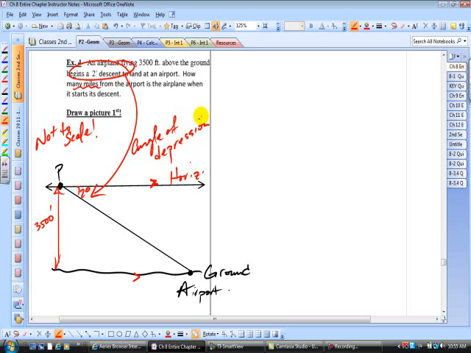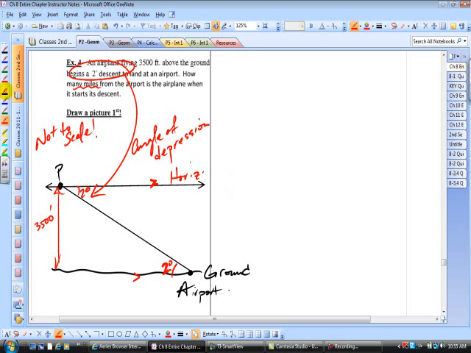Okay, when you're depressed, you're down. So think down. Who also sees that this angle here is 2 degrees? What type did we call them back in chapter 3? Alternate interior, and they're congruent when the lines are parallel, which they are, because the ground's horizontal with the line of sight from the plane.